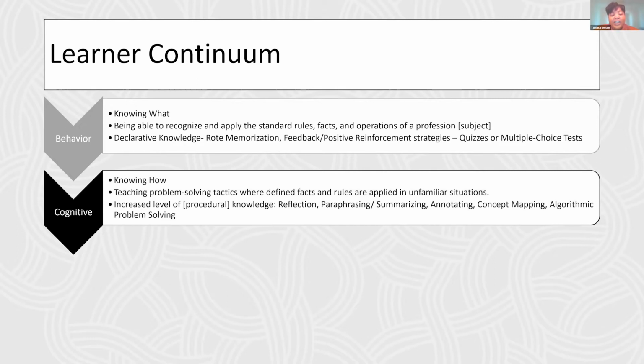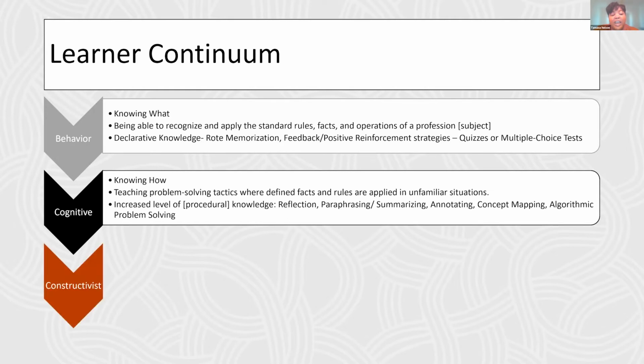So in this area, we are teaching students how to learn by teaching them problem-solving tactics where defined facts and rules are applied in unfamiliar situations. We have an increased level of knowledge, which is more procedural, where students are able to reflect, paraphrase, summarize, annotate, concept map, or even use algorithmic problem solving and showing how to solve a problem or apply what they've learned.